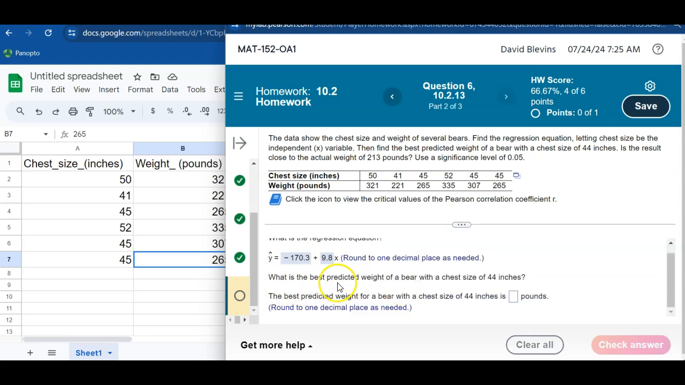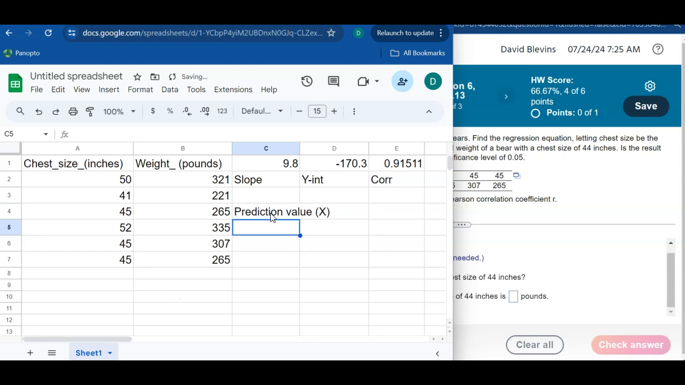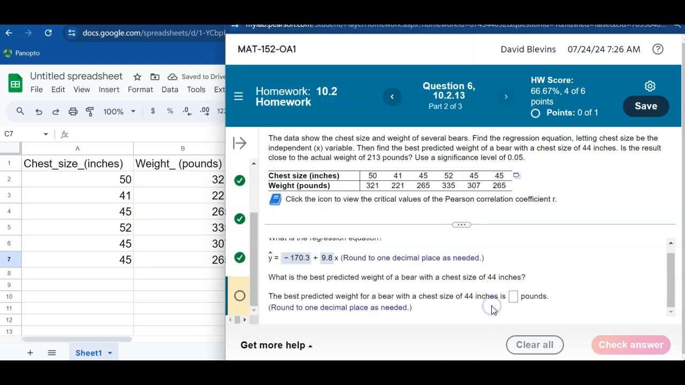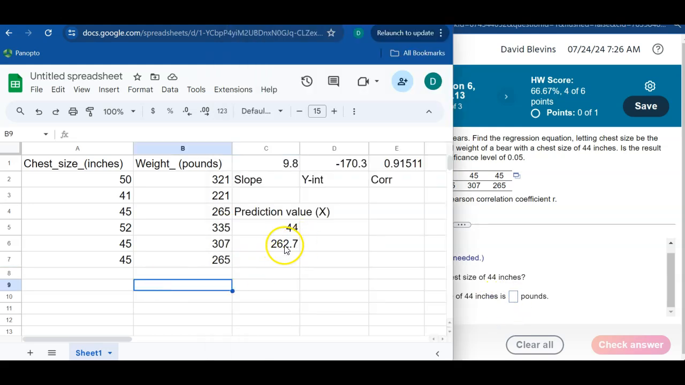What's the best predicted weight? The chest size is 44 inches. So I'm just going to write prediction value X. X here is 44, and the way that we get this is we multiply the value of X by the slope and then add the Y-intercept. So I click my 44 times the 9.8 plus the Y-intercept of negative 170.3, and it gives me that number. Rounded to 1 decimal place as needed, there's the number, 0.7.